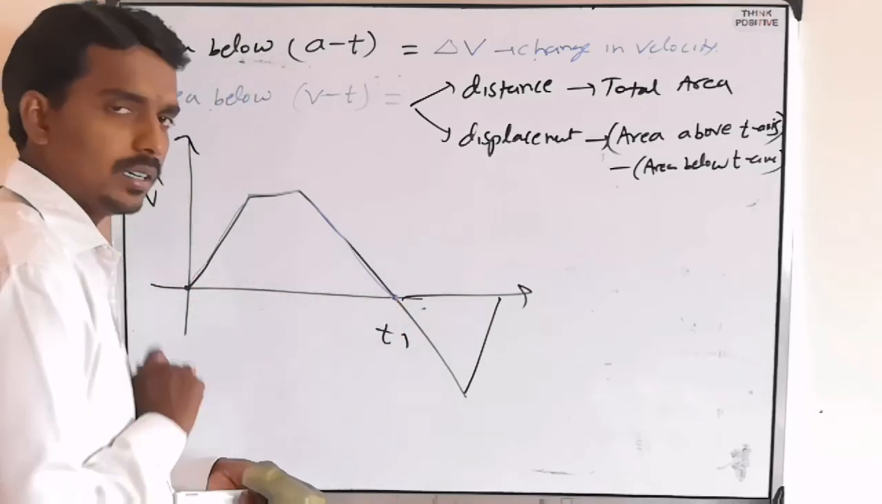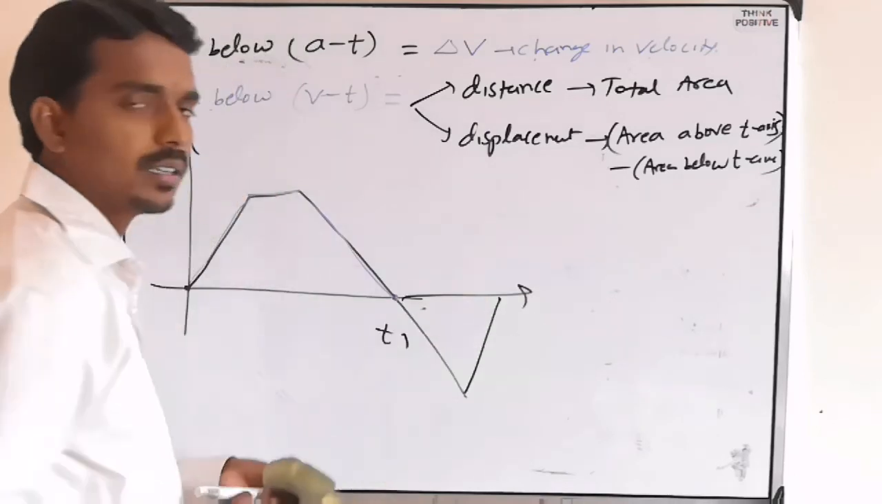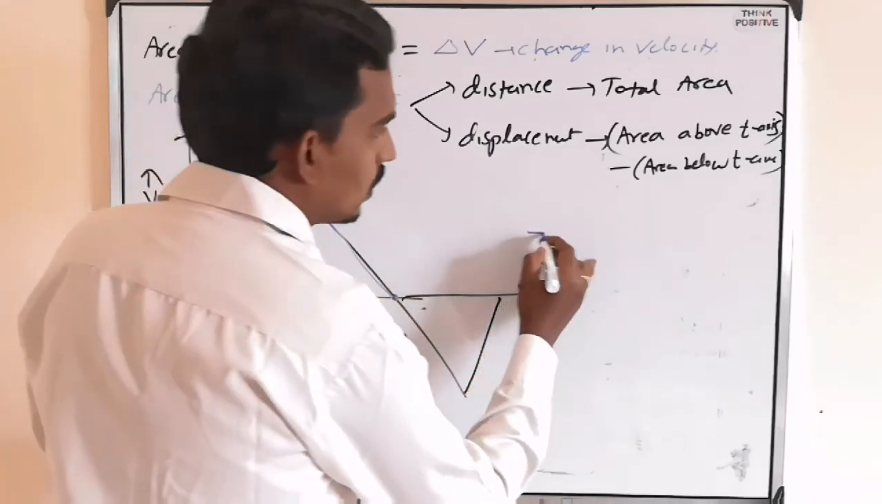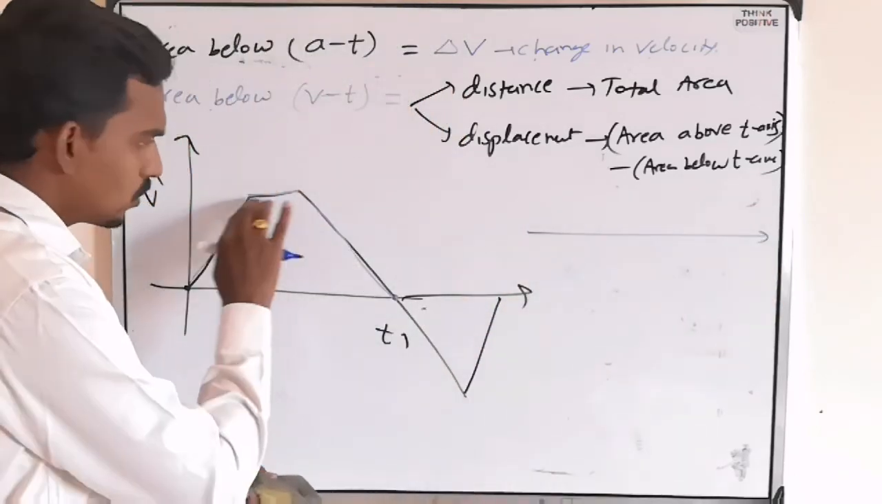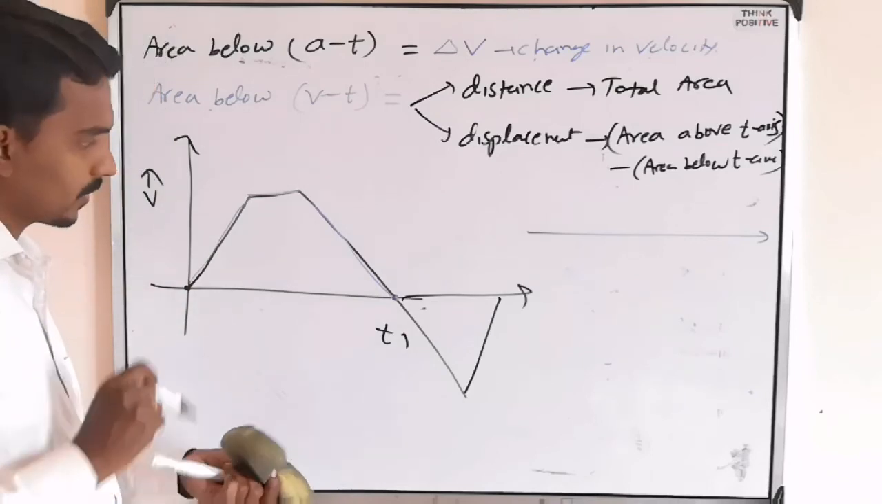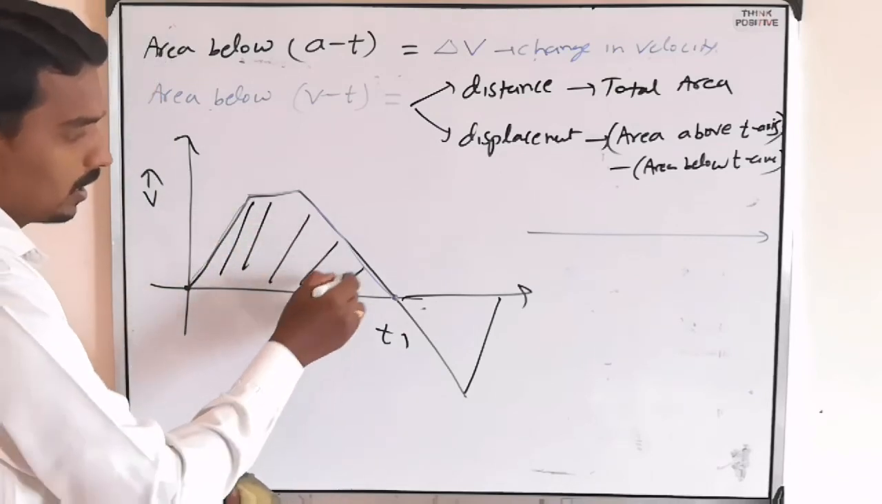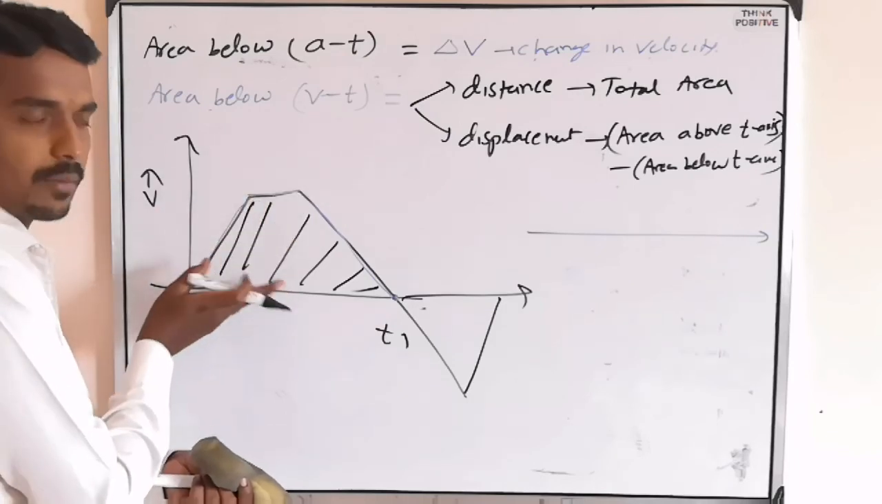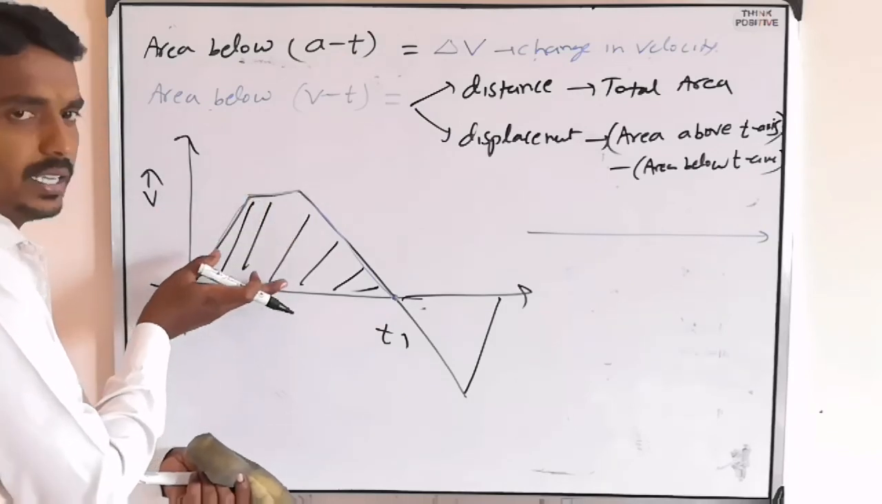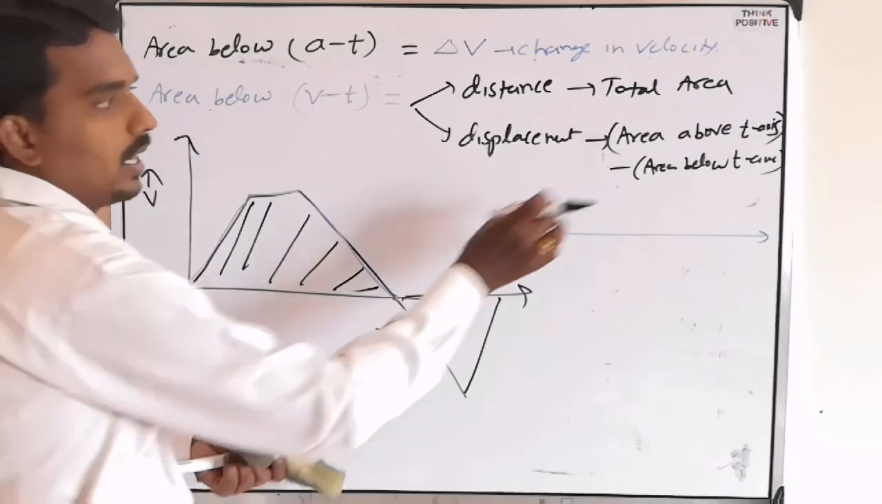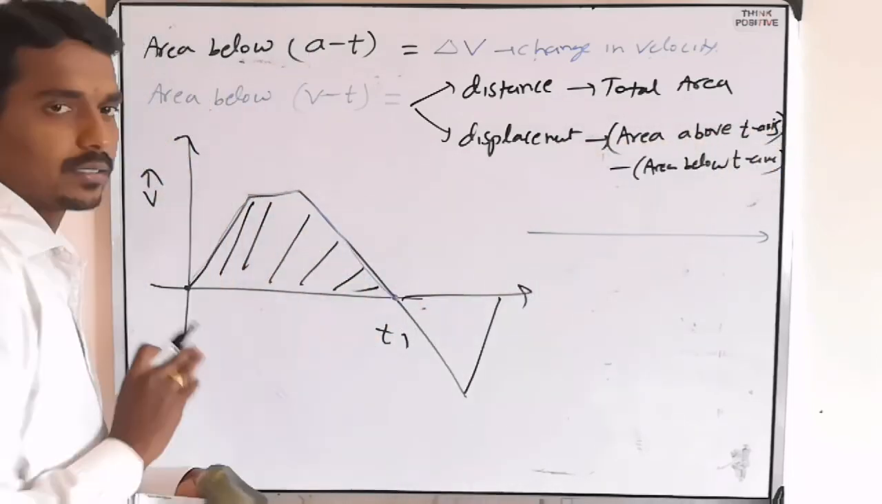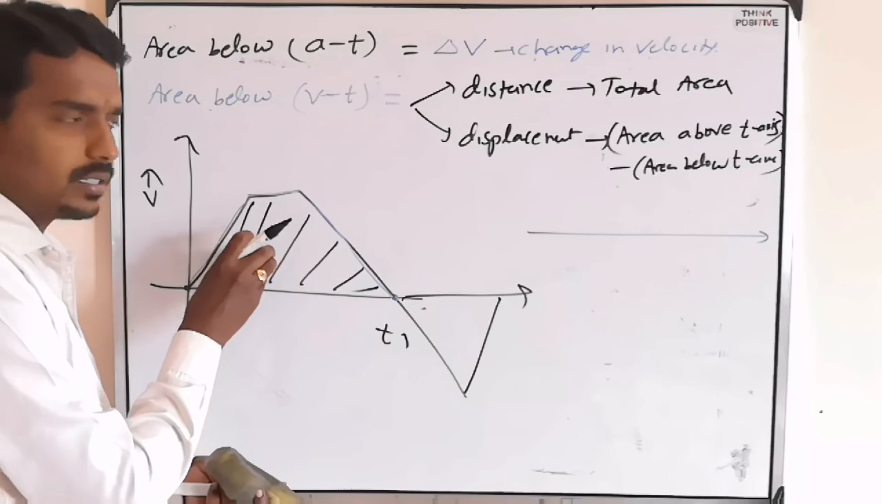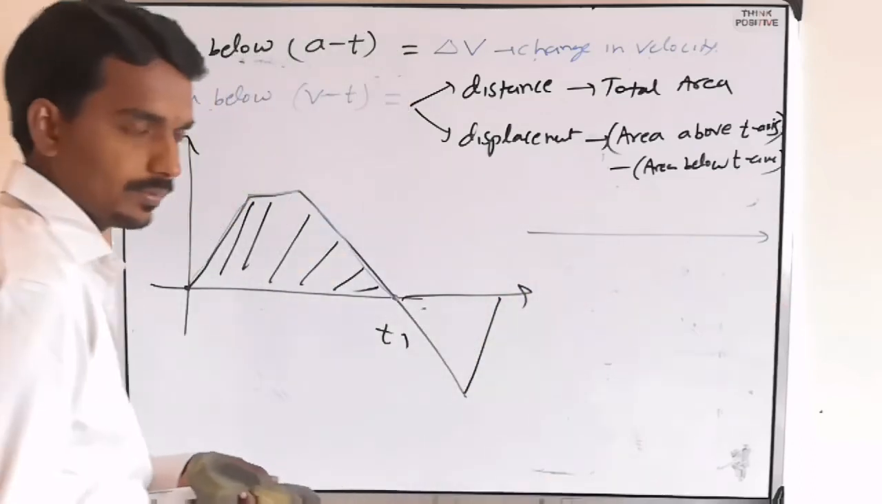But from here to here you are moving in one direction. So this total area, that is the area between the graph and the time axis, above the time axis, is the distance travelled in one direction.